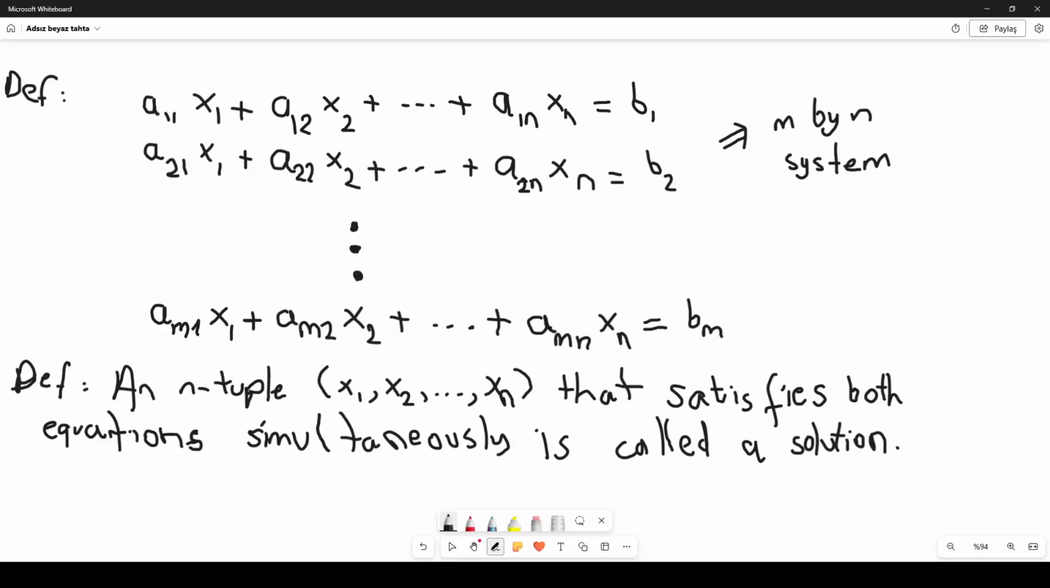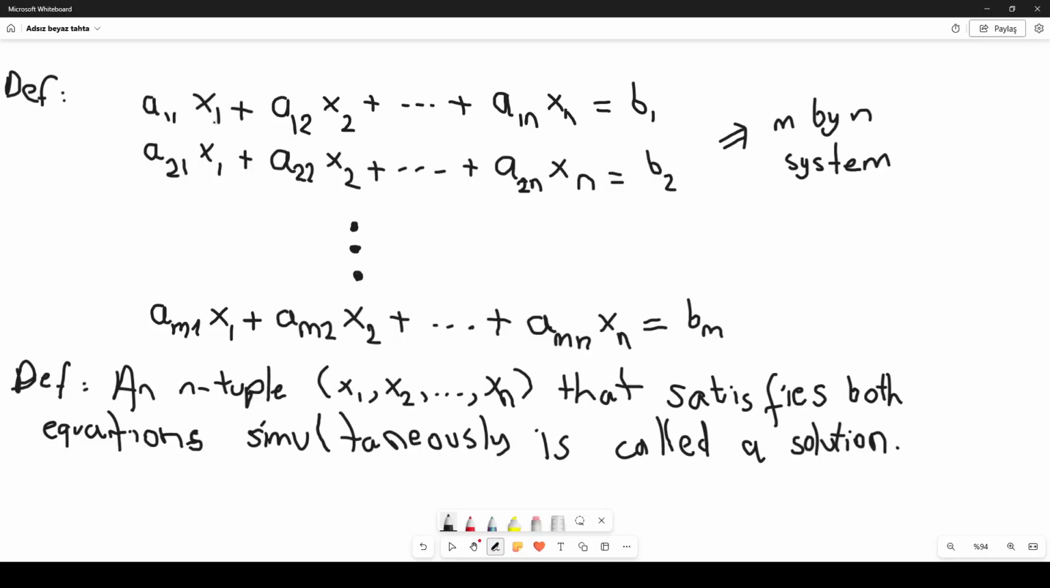Now, we generalize our idea to the more general case where we have an n by n system. And by saying n by n system, what I mean is this. We have m different equations and n different unknown variables, namely x1 through xn, and we have m equations. Okay, let's start. Here's the basic definition of an n by n system.